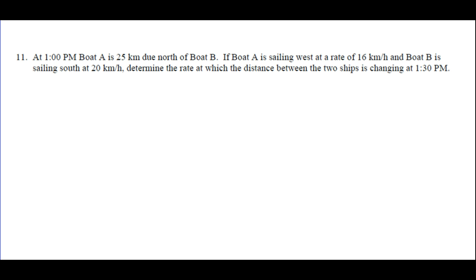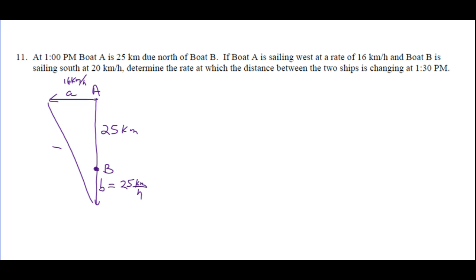Okay? So all of these related rates, there is no constant rate of change, right? The rate of change depends on what's going on, right? Because they're moving away from each other. Okay, so we got boat A, we got boat B. They are 25 kilometers apart. Boat A is moving this way. Let's call that little a, and that's 16 kilometers per hour. And B is moving at 25 kilometers per hour. And we'll call the distance between them Z again, right?